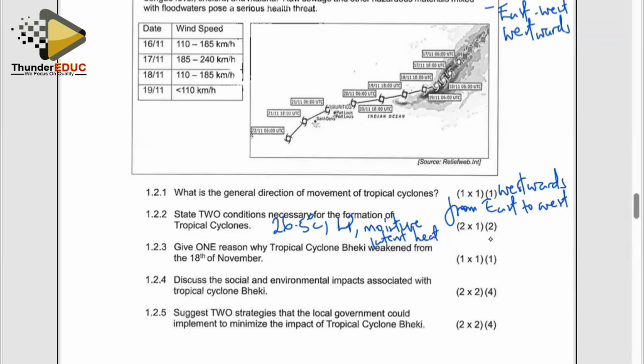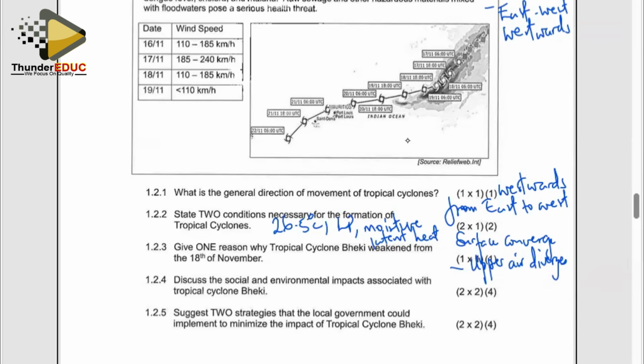And we are also looking at other conditions like surface convergence. Air must converge on the surface. And what must happen in the upper atmosphere? There must be upper air divergence such that the system continues. Right. So that is the basics of the formation of tropical cyclones.